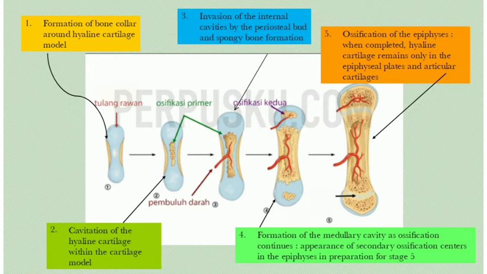Step 4. Formation of the medullary cavity as ossification continues. Appearance of secondary ossification centers in the epiphyses in preparation for stage 5. And last step, ossification of the epiphyses. When completed, hyaline cartilage remains only in the epiphyseal plates and articular cartilage.